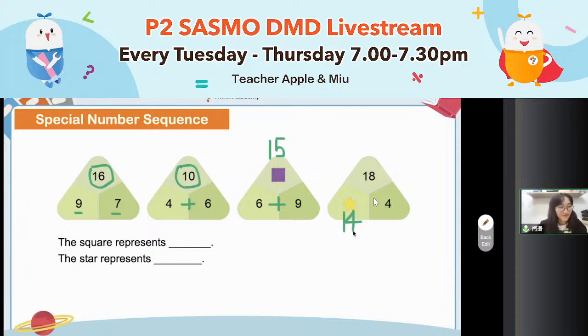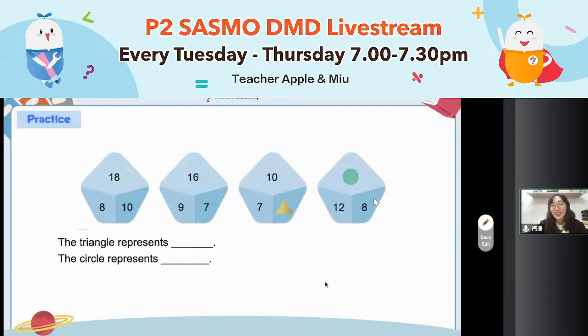Understand now? Okay, I see most of you answered correctly. Well done. So again, the first step, try to observe. Second, find your pattern. And third, check your pattern. Do remember that checking is super important. Okay, another question for you. You try it.